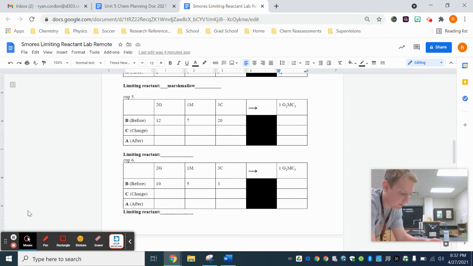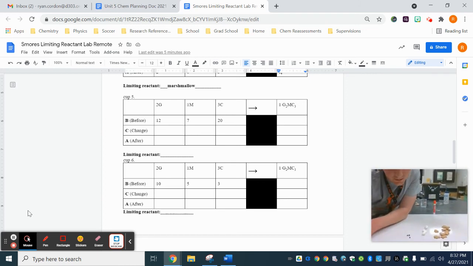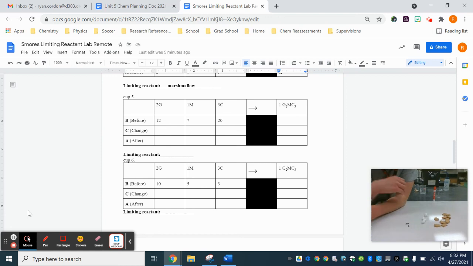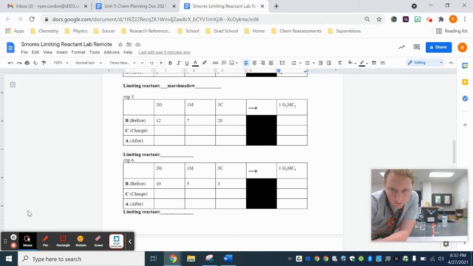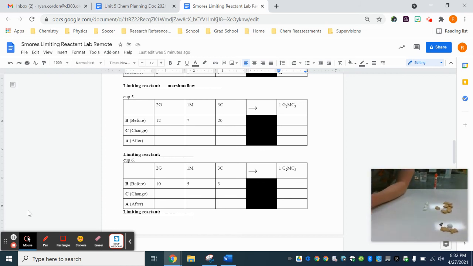All right, we got cup 6 here, our last one. Let's see what we got. Just like I had put on the BCA table, we got 10 graham crackers, 5 marshmallows, and 3 chocolate chips. For every s'more, we use 2 graham crackers, 1 marshmallow, and 3 chocolate chips. And oh, this reaction went out very quickly. We're done. We can't make any s'mores because we no longer have chocolate chips. So we made 1 s'more.